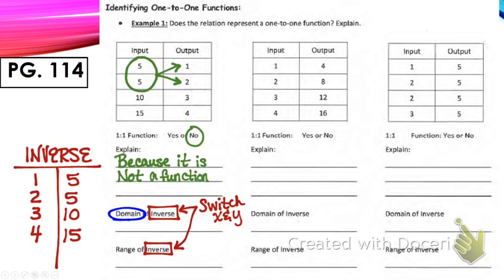Domain means I'm looking at my x's. And when I have a table like this, I don't have a function rule. My domain is going to be all possible x's. So every x that's written down here is my domain. I'm going to put it inside curly brackets. 1, 2, 3, and 4.